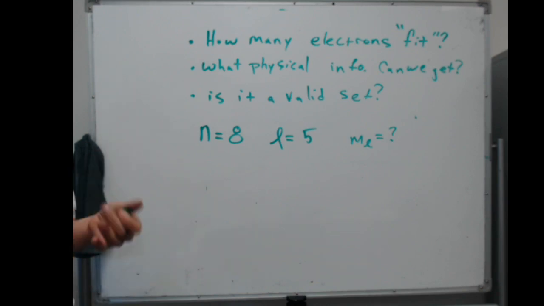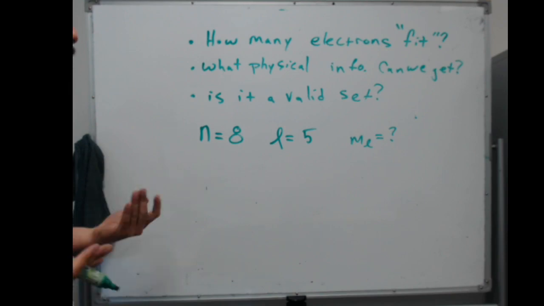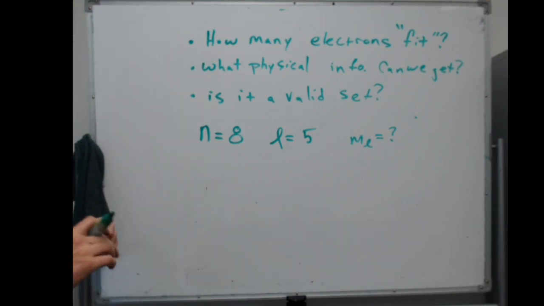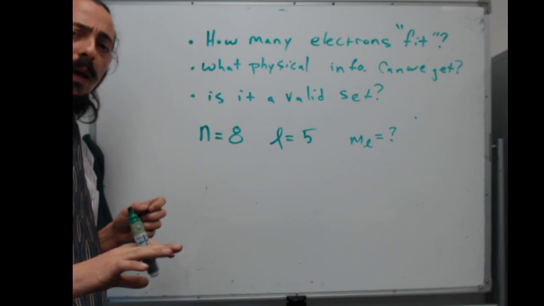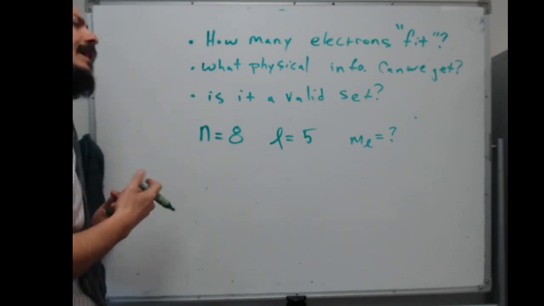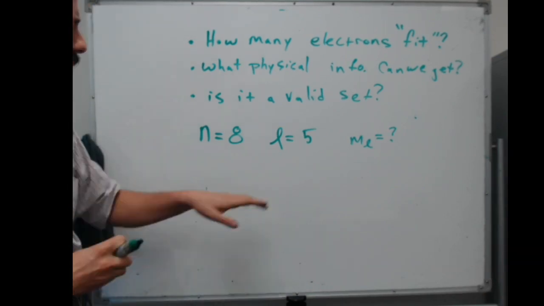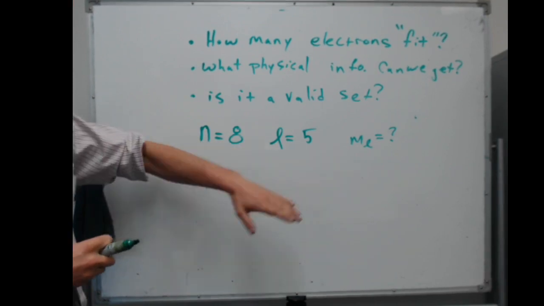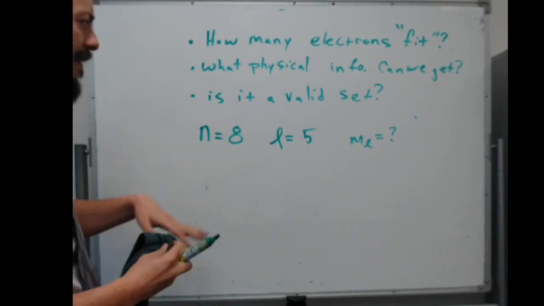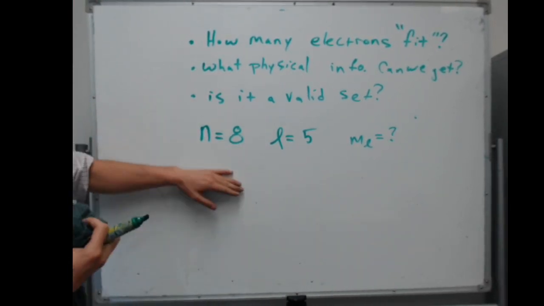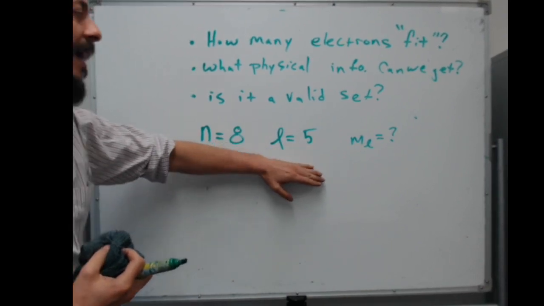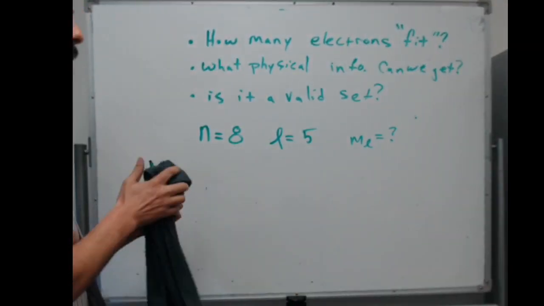I'm pausing so you can work on it. Don't just wait for me to give the answer. In fact, you should pause the video if you're just waiting for the answer. Try to figure it out. If you had to rewind the video and look at the rules, or look in a textbook, we know that M sub L goes from minus L up to positive L. It doesn't have anything to do with N, right? N specified what L's are allowed, and then L specifies which M sub L's are allowed.